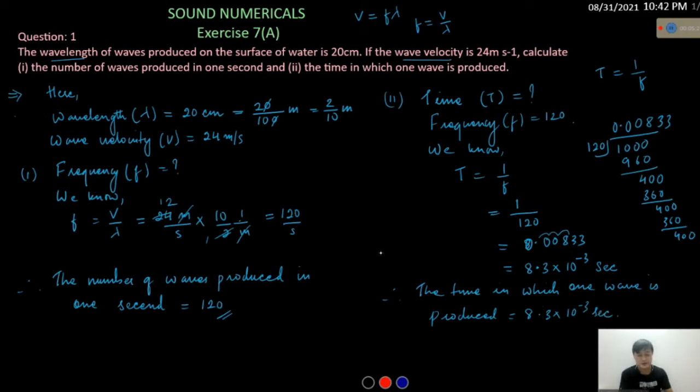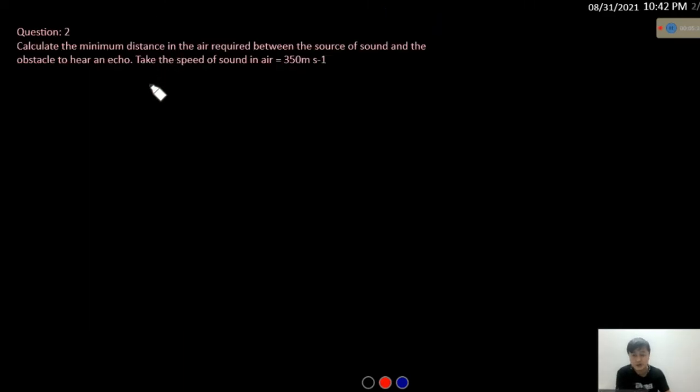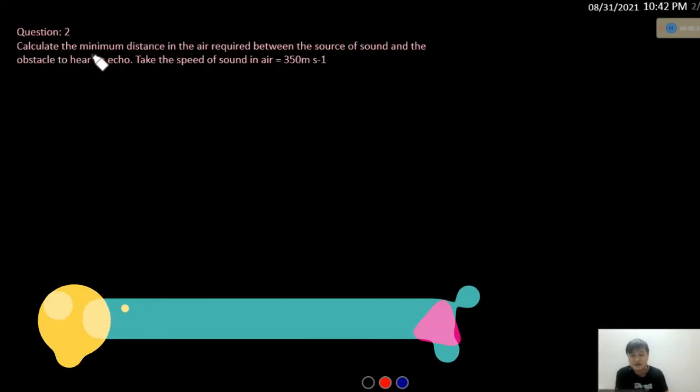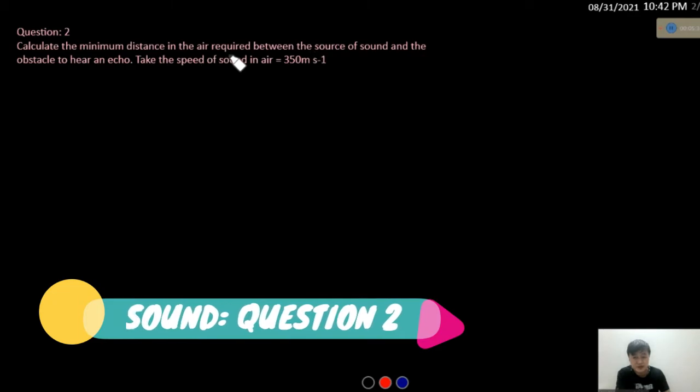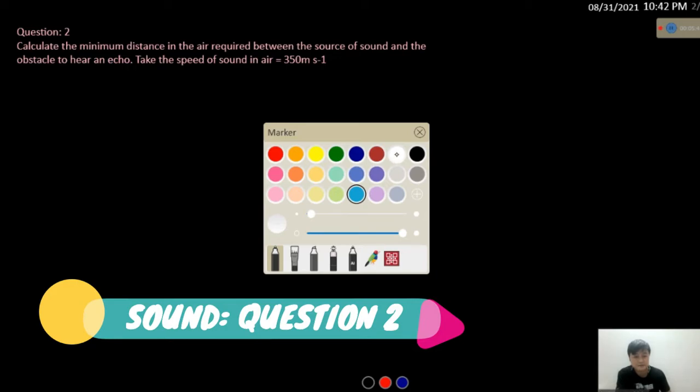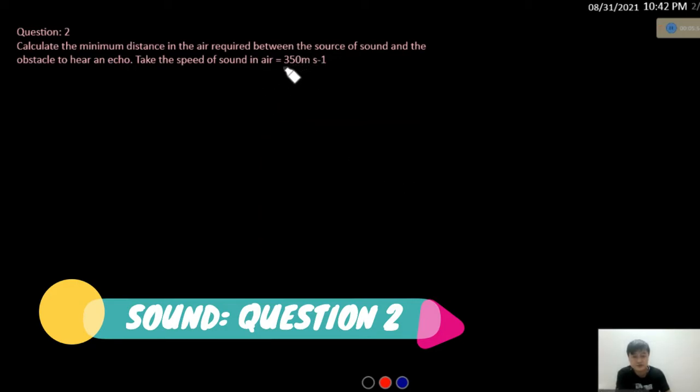All right, so we'll move on to question number 2. Question number 2 is, calculate the minimum distance in the air required between the source of sound and the obstacle to hear an echo. Take the speed of the sound. Speed of the sound is given here, and what is given?